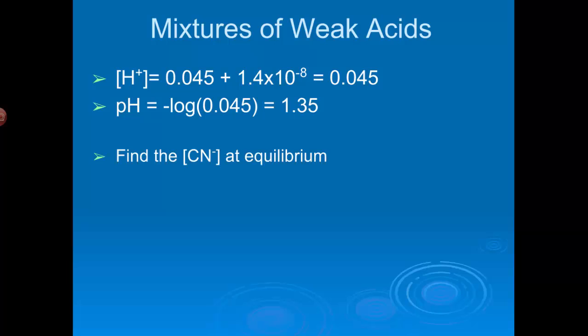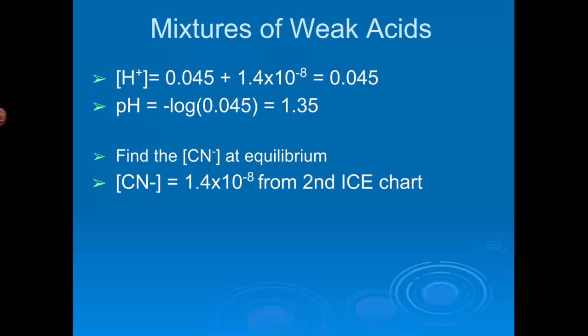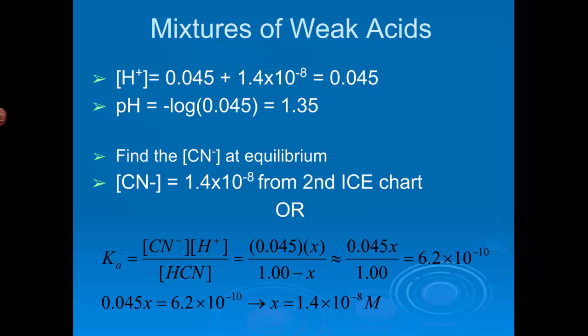Okay. What is the CN minus concentration at equilibrium? CN minus is actually a conjugate base, right? It's the conjugate base of the weak acid HCN. And back earlier we learned that a strong conjugate base is formed from a weak acid. So our concentration of CN minus is 1.4 times 10 to the minus 8th, which is how we found it. This is the same calculation we did before.